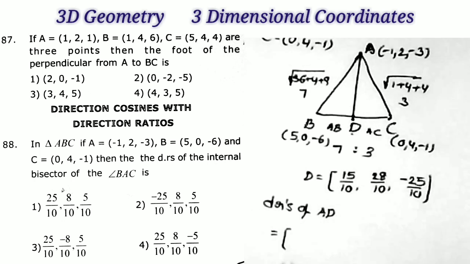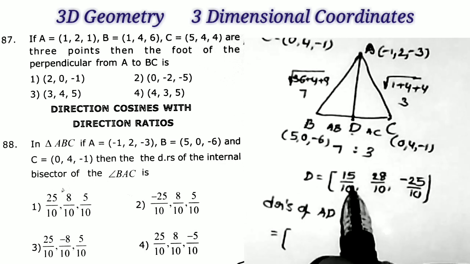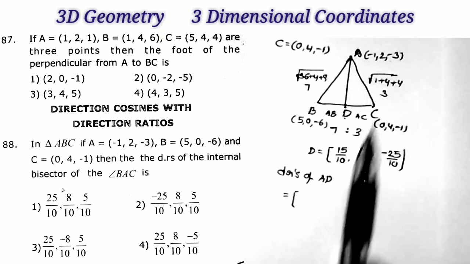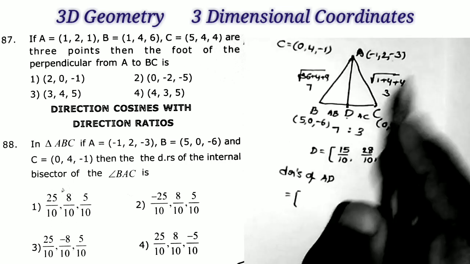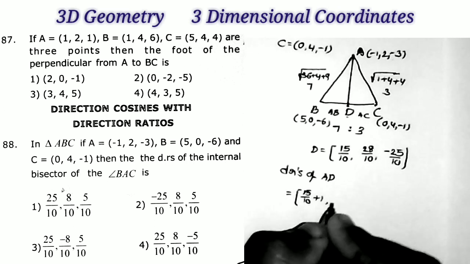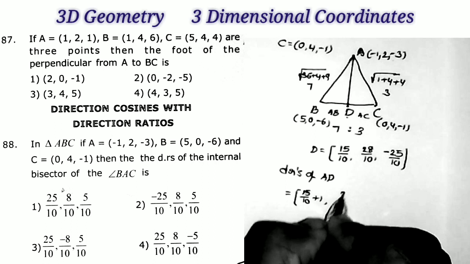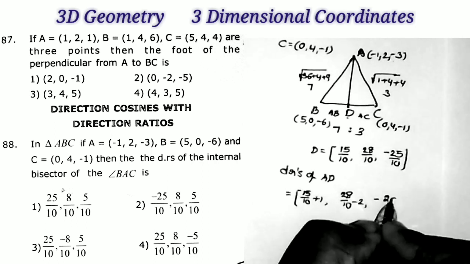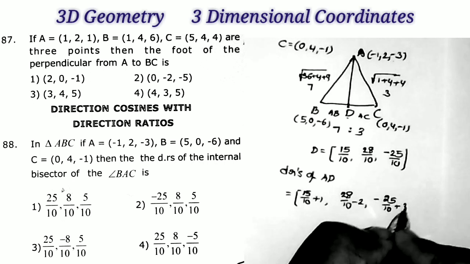What is the formula? x2 minus x1, y2 minus y1, z2 minus z1. So this is x1, y1, z1, this is x2, y2, z2. So 15 by 10 minus of minus 1, 15 by 10 plus 1. This is the first value. And 28 by 10 minus 2. This is the second value. And minus 25 by 10 plus 3. This is the third value.